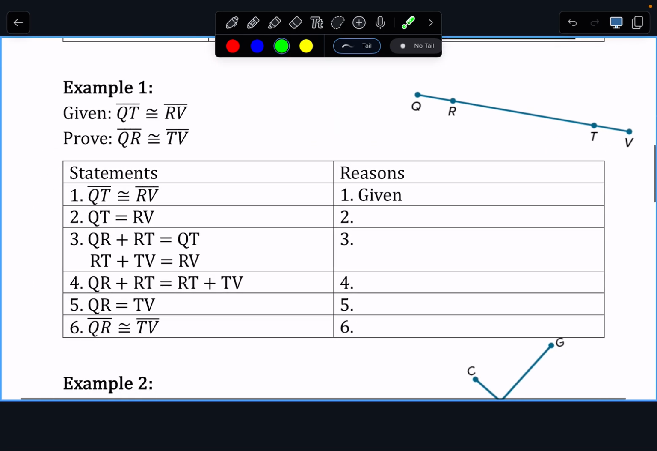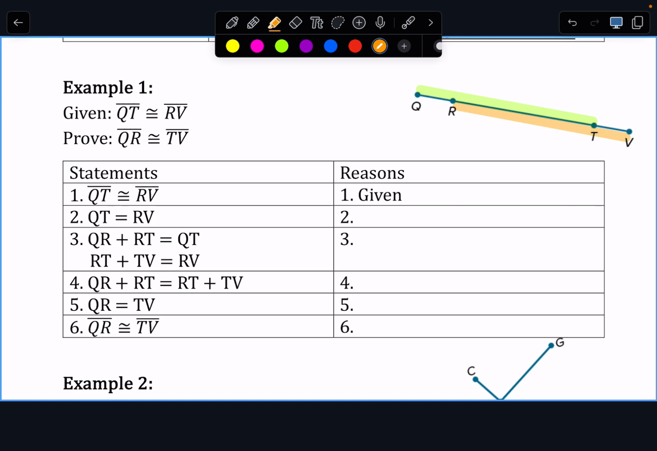Okay, so let's look at this example 1 right here. It is given that QT is the same length as RV. And our goal is to show that QR is congruent to TV. Does that seem like something we can do?